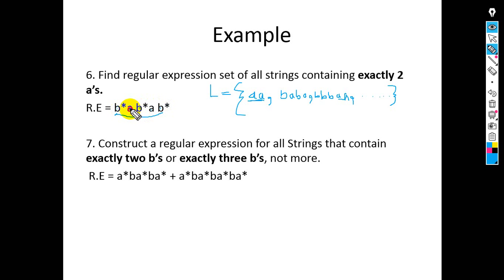B doesn't matter. Any number of b's the string will have is no problem, but there must be double a in each and every string that I have written right here.